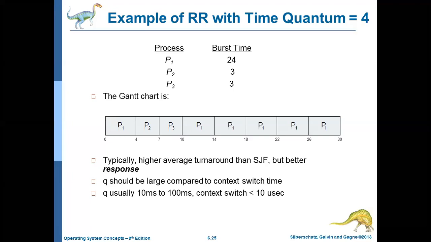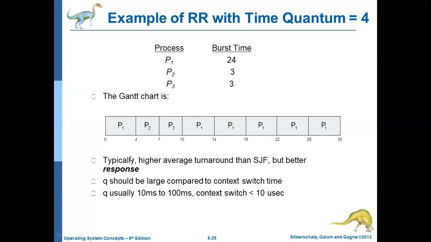Turnaround time calculation. Turnaround time means the time when the process gets completed, its entire successful termination. P1 completed at 30 milliseconds, P2 completed at 7 milliseconds, and P3 completed at 10 milliseconds. That is the turnaround time.